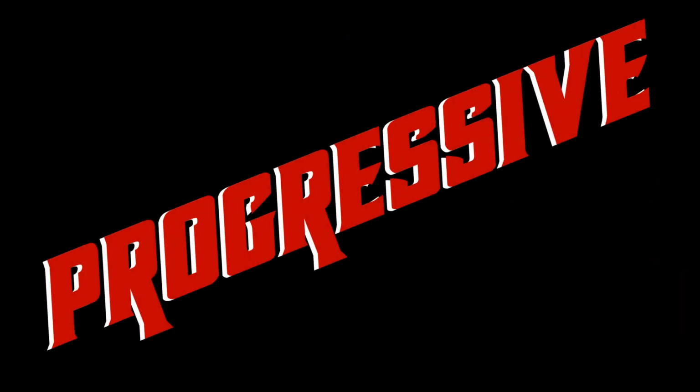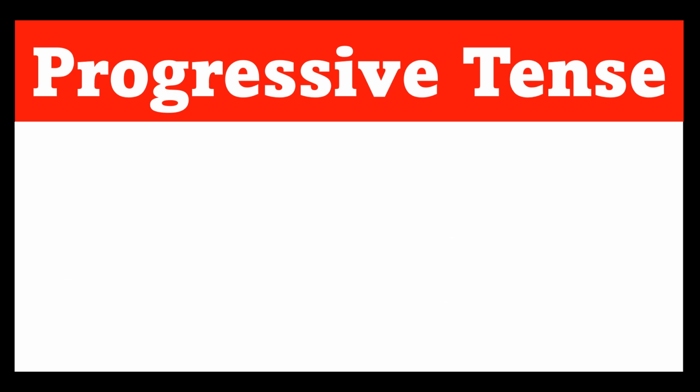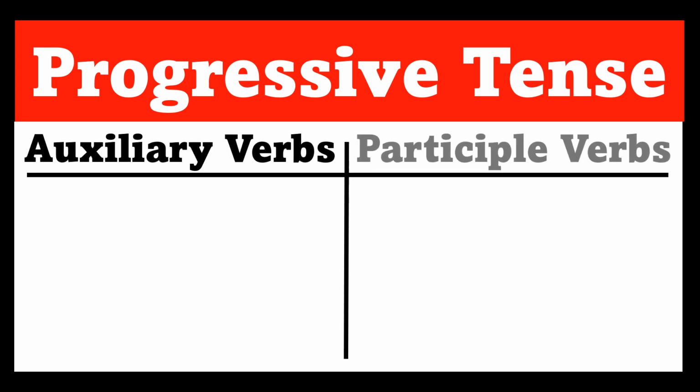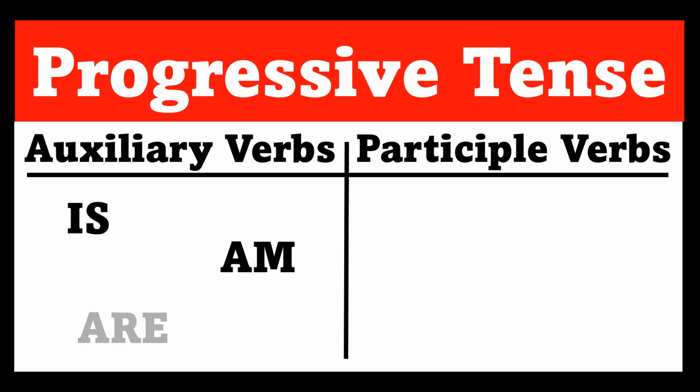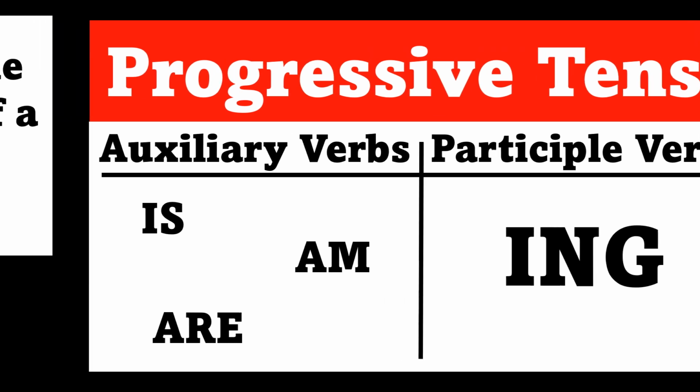Now, on to progressive forms. In conditional contexts, which is instances when you're saying if or when or establishing a condition, people sometimes use progressive tenses. When we use progressive tenses in conditional context, we need an auxiliary verb such as is, am, are, and we need the participle form of the verb, the progressive form that ends in -ing.